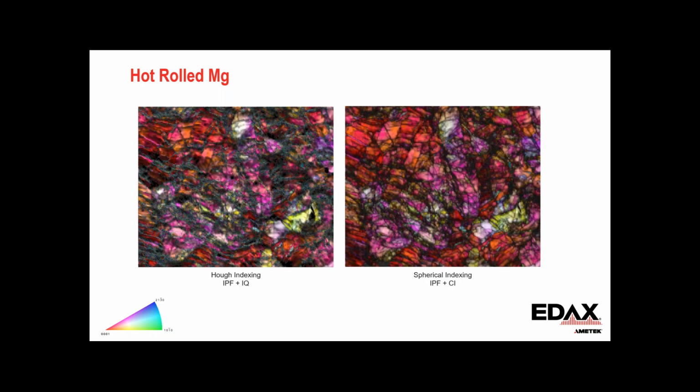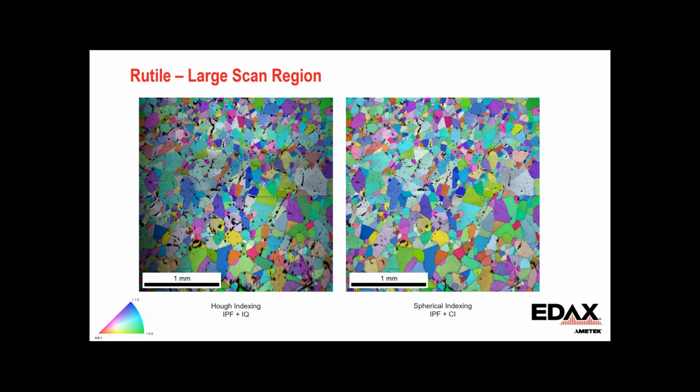Here's the same thing. On the left, Hough with image quality is the gray, and on the right with the spherical confidence index. Here's a large area scan. Unlike for dictionary indexing, where you use one pattern center to generate your whole dictionary, for spherical indexing, you can use an arbitrary pattern center for every pixel. And so that means you can get these really nice flat results over large scans, even though you have a pattern center shift.